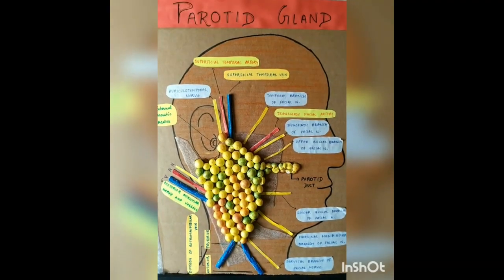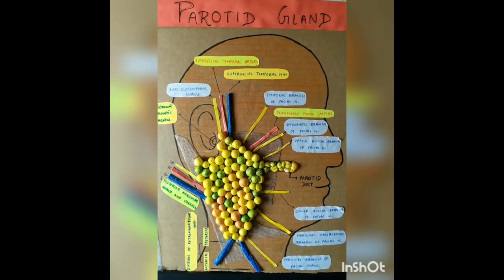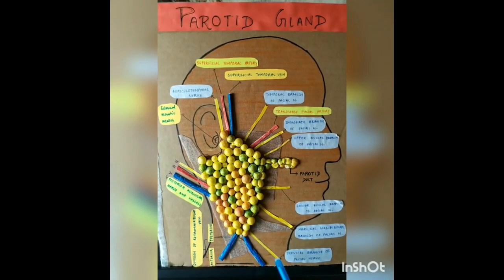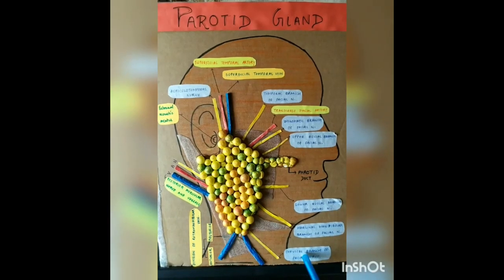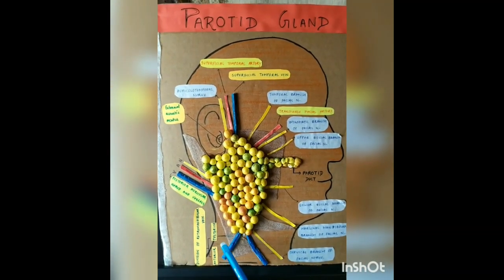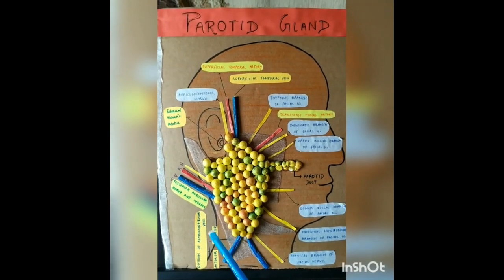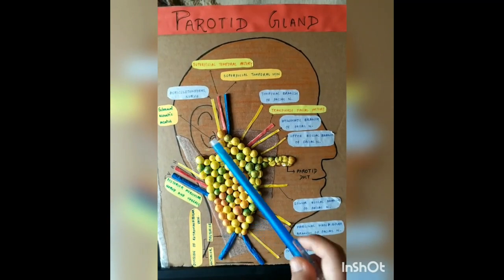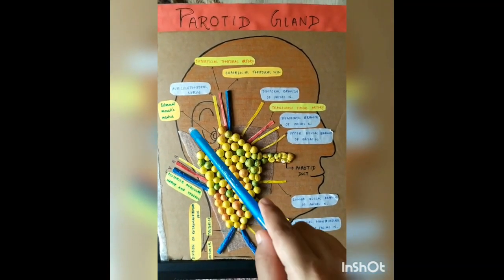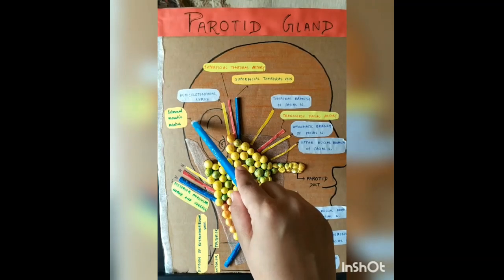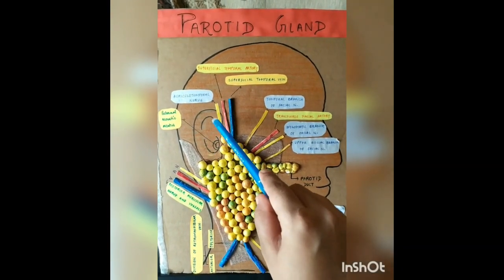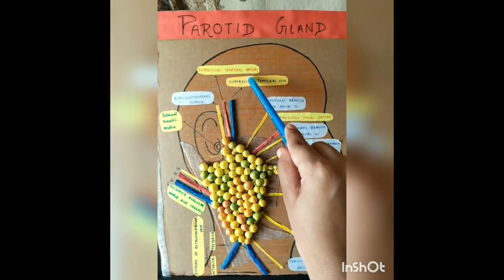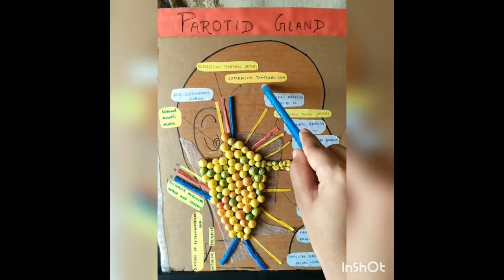Now let's see the relations of each external feature. So first, apex. The apex is related to the cervical branch of the facial nerve and the anterior and posterior division of the retromandibular vein. Then base. Base is also known as the superior surface, that is it is related to the external acoustic meatus, then the auriculotemporal nerve and the superficial temporal artery and superficial temporal vein.